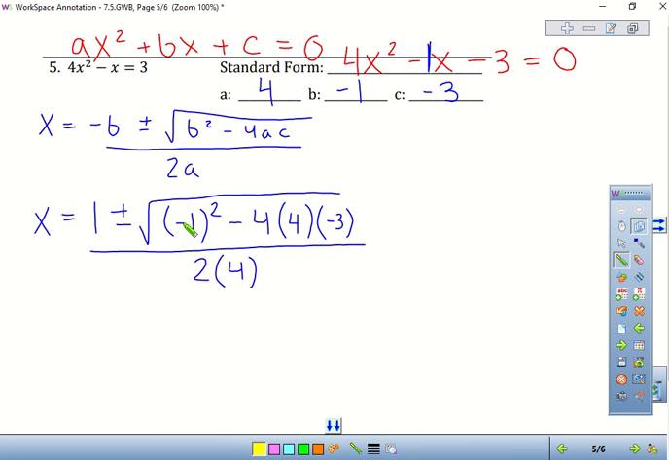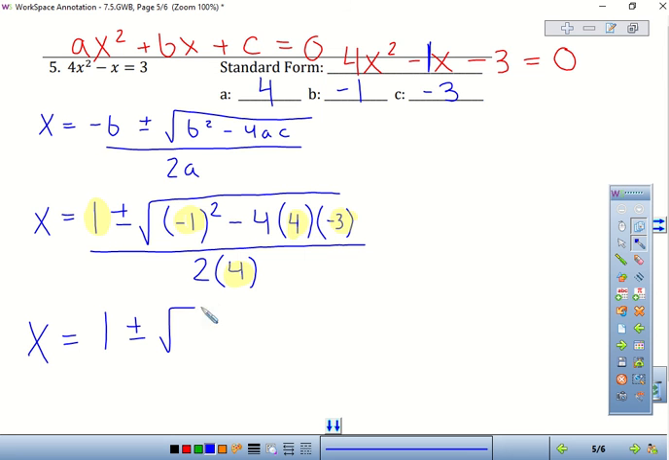And I'm going to highlight for you what I plugged in. So I plugged in here, here, here, here, and here. Everything highlighted is what I plugged into the formula with what we have. So from here, you're just going to simplify. And the best way to do this is really just to use a calculator. So x is going to be equal to 1 plus or minus square root of.